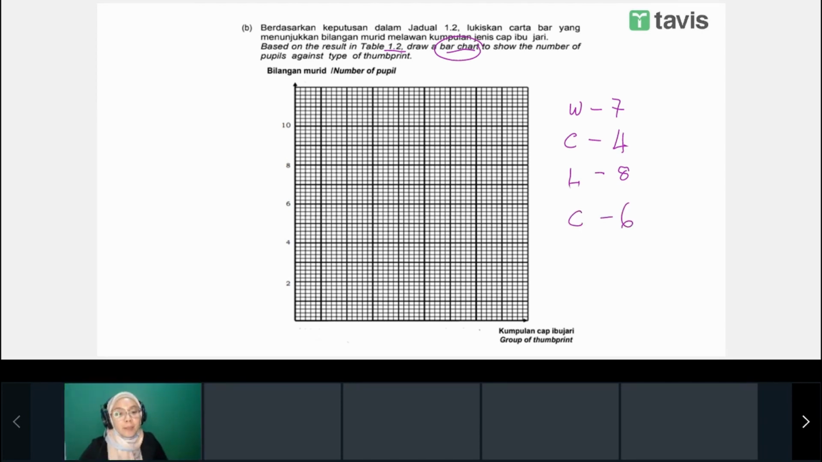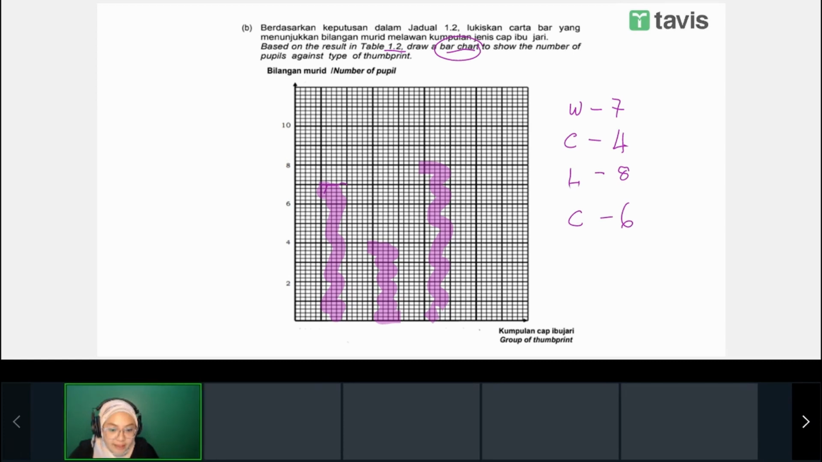Okay, let's draw the chart. We draw for the hole first. It has 7, so we'll stop here. The second characteristic, composite, has 4. Then loop has 8. How about the last one, curve? 6 persons have a curve fingerprint.